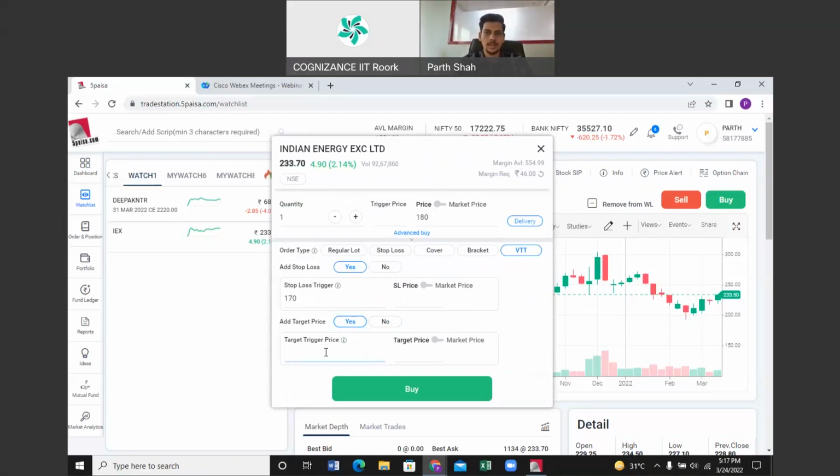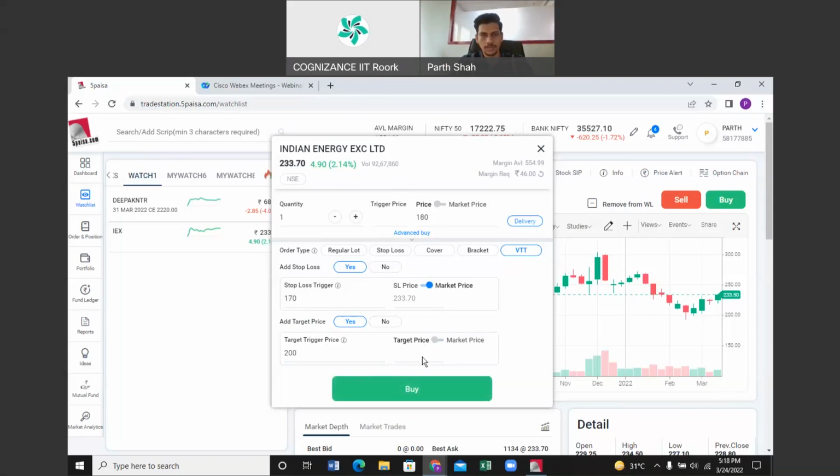So I say that I want to sell the stock once it reaches 200 rupees. So this whole thing defines that my position will be created whenever the stock reaches 180 rupees. The position will be closed with a loss of 10 rupees if it goes below, so it goes to 170 rupees, and 20 rupees profit will be booked if the market goes to 200 rupees. So that's how you can place the order.